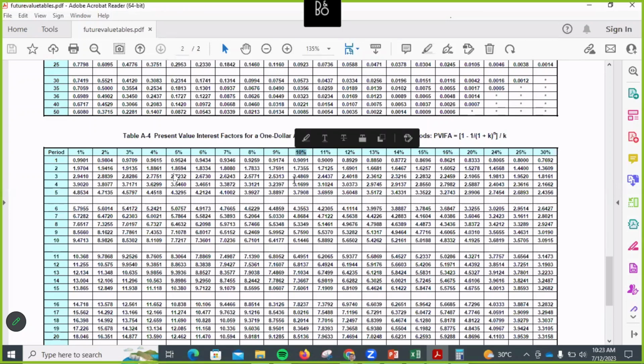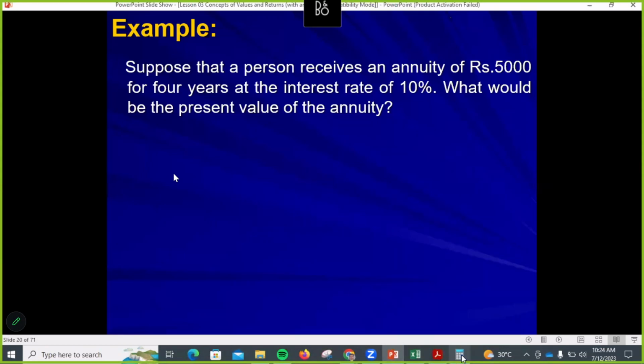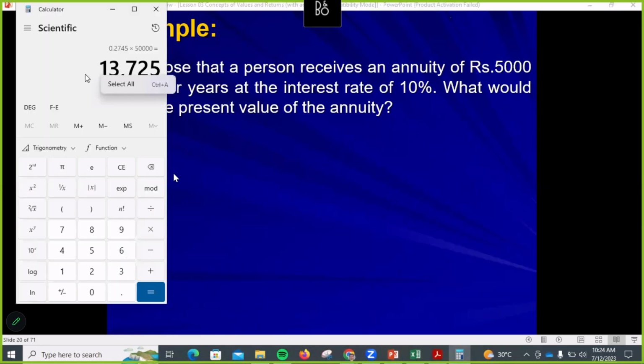At 10%, 1 rupee of present value every year will have this 3 rupees and 199. So what is your question? 5,000 into this, 15,849.